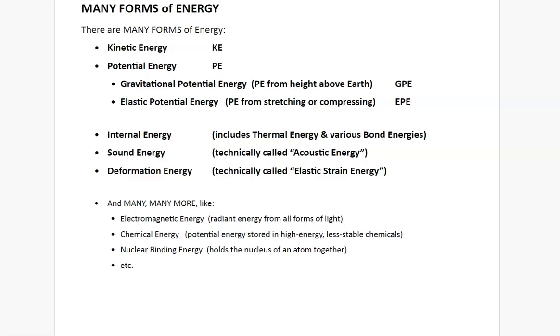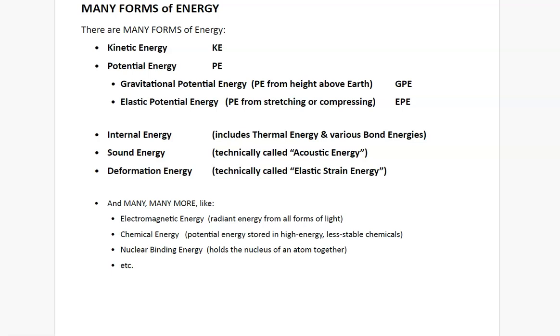As you get higher, you have more potential energy because you have the potential to fall further and gain speed as you're falling. Elastic potential energy is the potential energy when you have a spring that has been either compressed or stretched so that the second you let it go, it will move immediately.